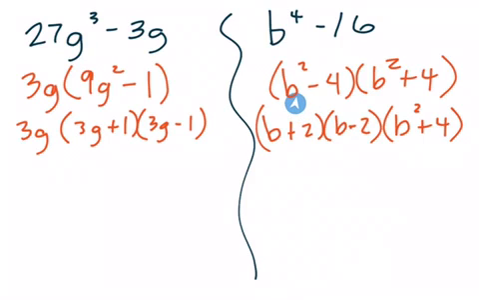So we're going to find the, I'm sorry, we're going to find the square root, not GCF. Find the square root, which is b. Find the square root, which is 2, for (b plus 2) times (b minus 2) times (b squared plus 4). Okay? All right, so that's how you factor those two. All right, so let's take a look at this one.